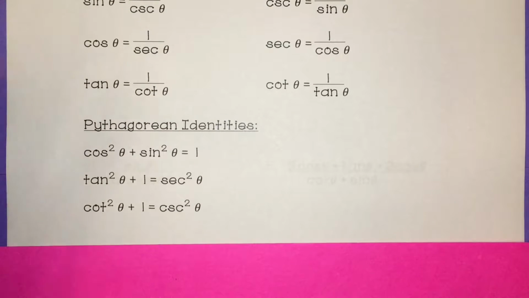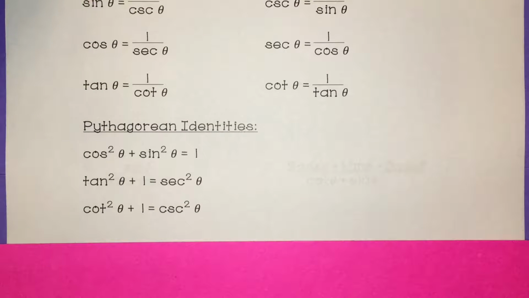Okay, some of the time you need to use the Pythagorean identities too. So cosine squared theta plus sine squared theta equals 1. Tangent squared theta plus 1 equals secant squared theta. And cotangent squared theta plus 1 equals cosecant squared theta. So we're going to go ahead and simplify some expressions.